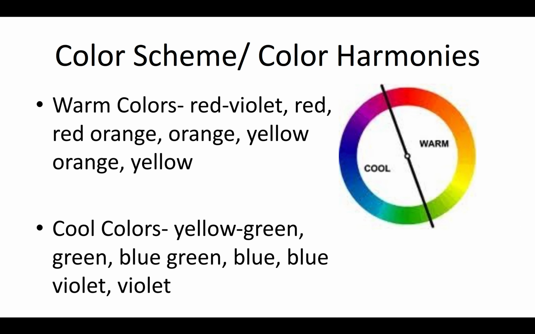Warm colors. So warm colors are any colors on this side of the spectrum. So that would be like red-violet, red-orange, orange, yellow, and yellow-orange. Cool colors are yellow-green, green, blue-green, blue, blue-violet, and violet. So you might think of cool colors in the winter and warm colors in the summer.